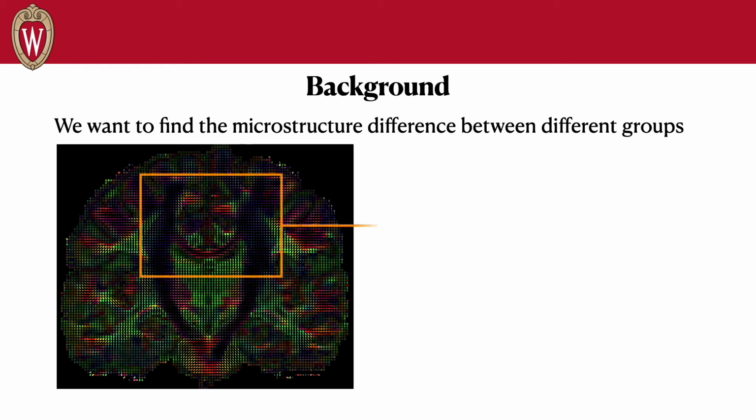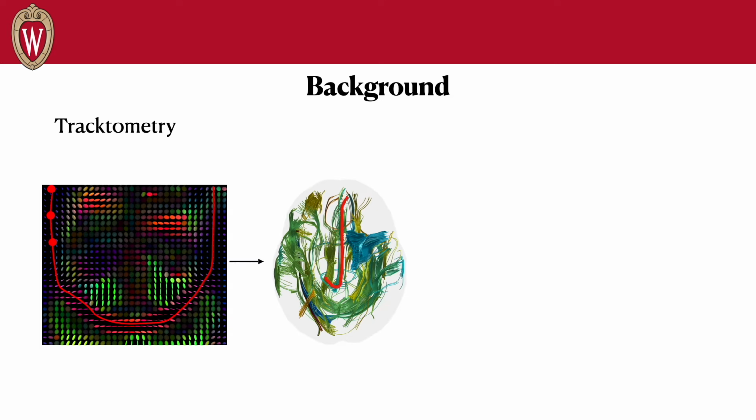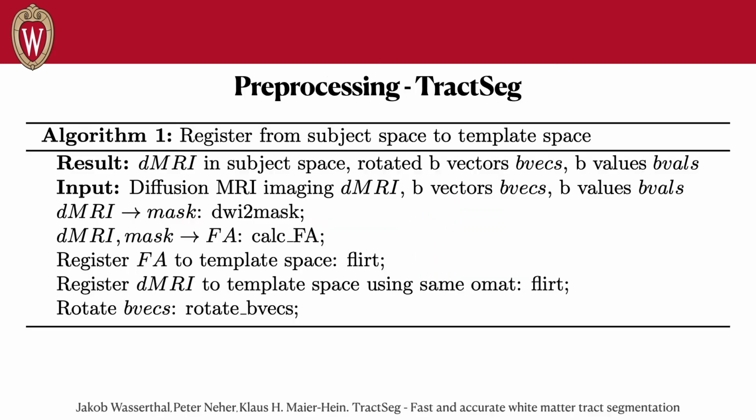The data we use is the DTI imaging, where each voxel is a 3x3 symmetric positive definite matrix. From the raw DTI, we use the tractometry to get the fiber bundles, which is the object we care about in this project. To get the fiber bundles, we use the preprocessing steps called TractSeg.